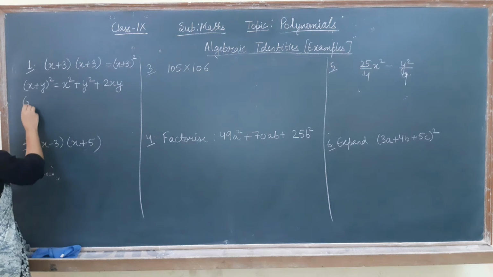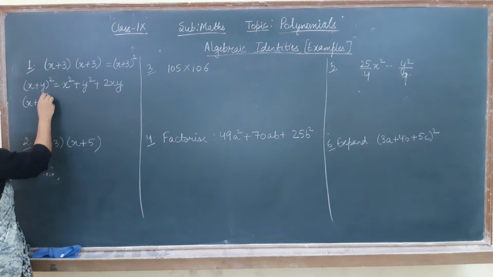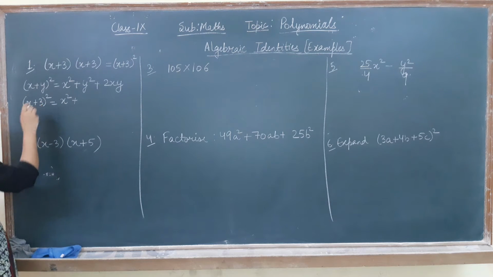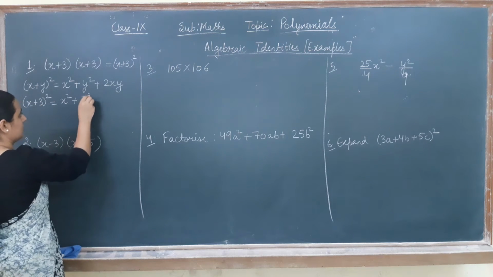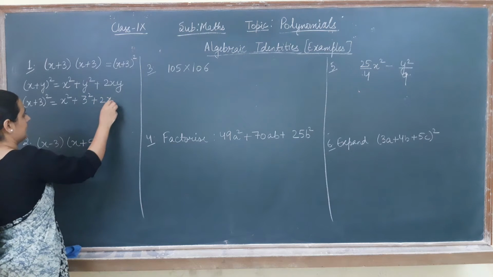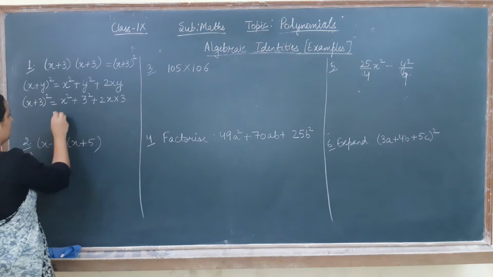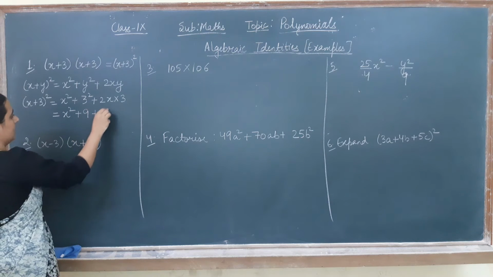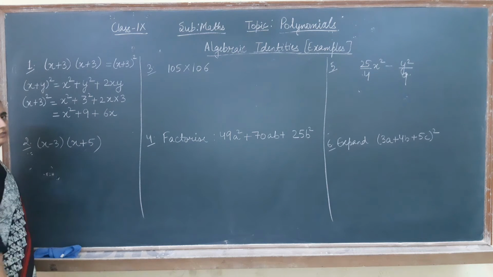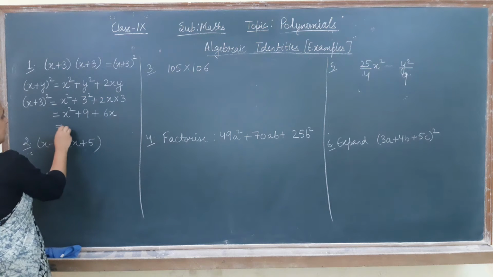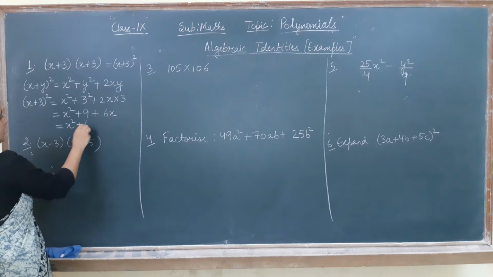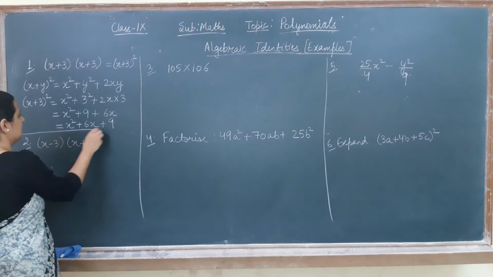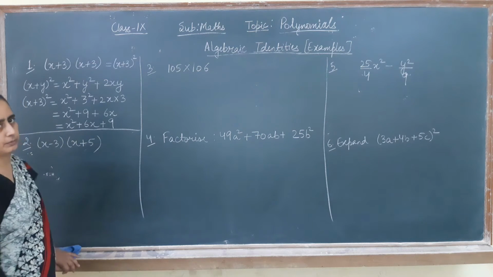Now according to this, I have (x plus 3) whole square. So it will be x square; in place of y I have 3, so 3 square plus 2x into 3. So my answer will be x square plus 9 plus 6x. Or you can write it in standard form, x square plus 6x plus 9. So this is my first example.